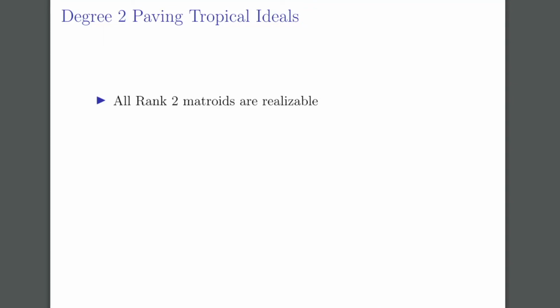degree 2 paving tropical ideals that are representable, but over a disjoint set of fields. And so we can glue them together and obtain an example of something that's not representable anywhere. And this also opens up new avenues to constructing paving tropical ideals by gluing them together. And there's all sorts of other results in the paper.